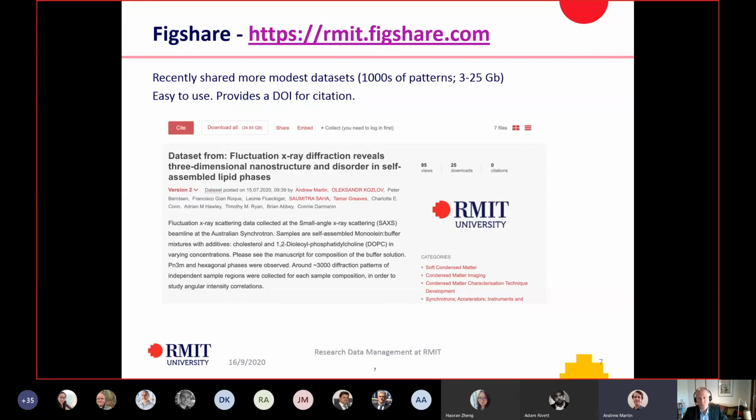Yeah, it was a really great thing to use. So I'm really glad that RMIT has done this and provided Figshare for us to use. Yeah, and I think that's all I've got.